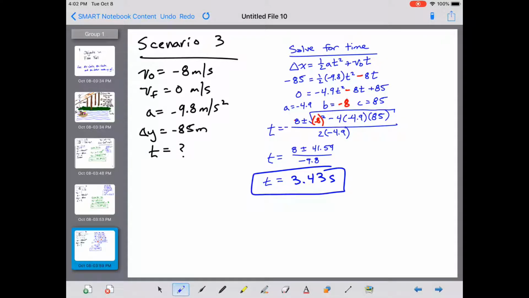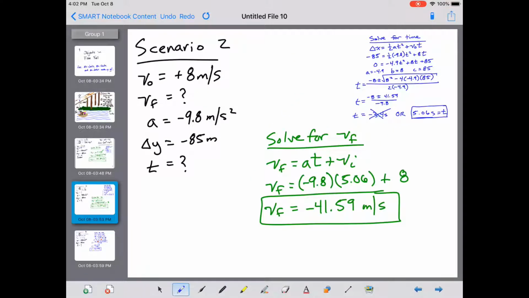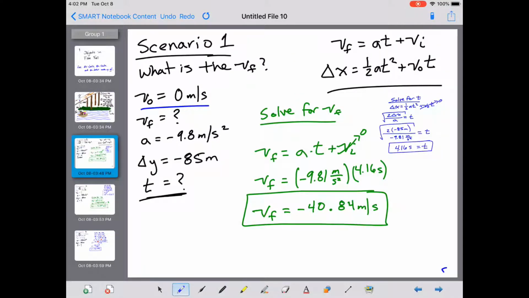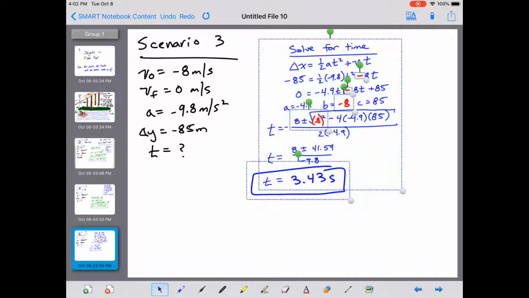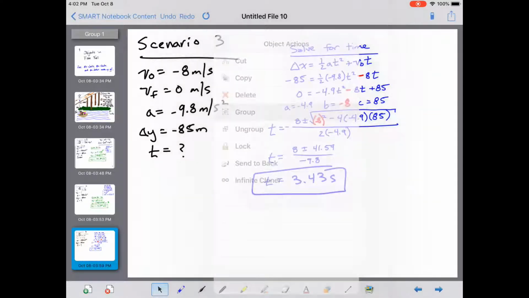This time should make sense because my original time was 4.16. That was when I dropped it with an initial velocity of 0. Now I'm throwing it down, so I would expect to reach the ground faster than I did before. All right? So we got our time. Now, let's go ahead and solve for our final velocity.